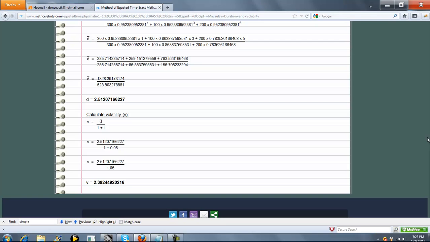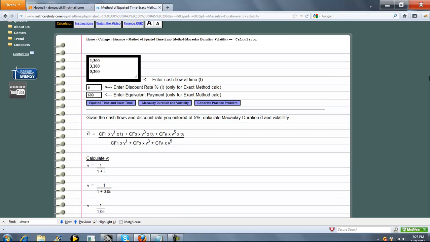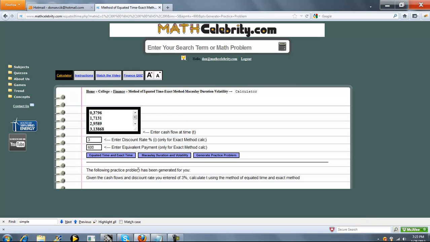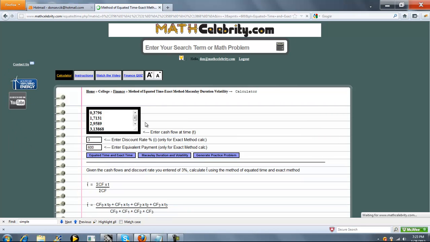Now we calculate volatility. Volatility really is just our Macaulay duration divided by 1 plus i. So we plug that in, and we get our volatility. So that's pretty much it. We have one more feature on this lesson, and that's generate practice problem. You press that button once, and it generates random cash flows, random discount rate, and equivalent payments. When you're ready, we'll press this button and run that practice problem.